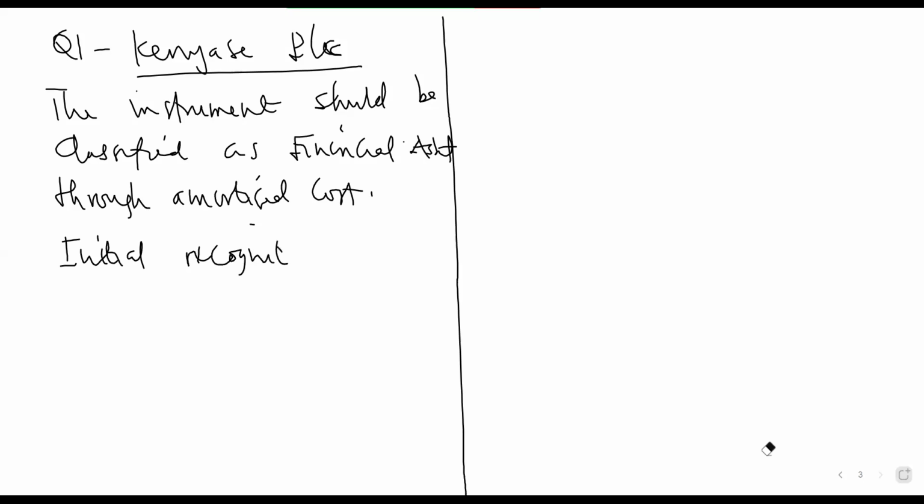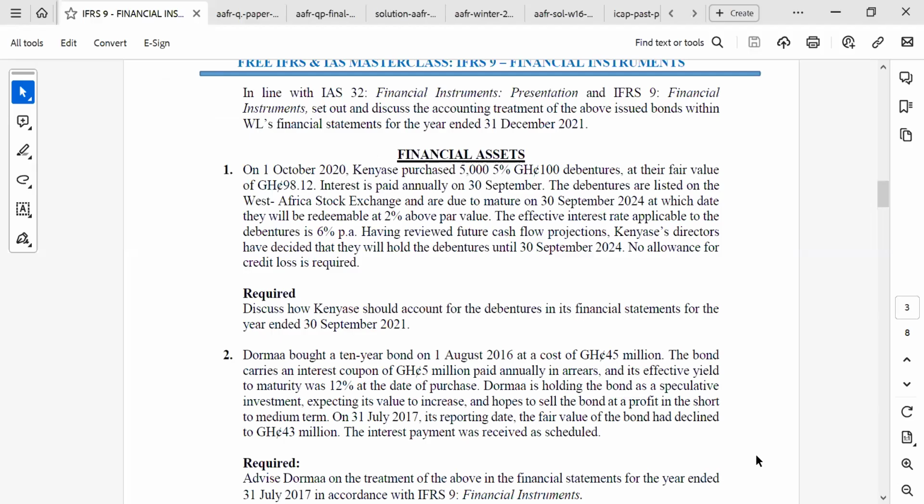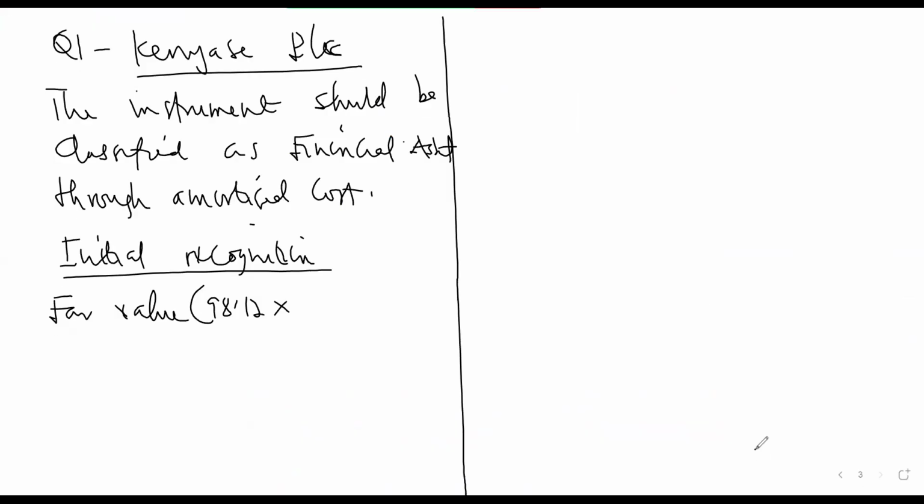So let's come to the initial recognition. The initial recognition will be the fair value of 98.12 multiplied by what? 5,000. The 98.12 is the price of a unit. Debentures or debt instruments are always issued in units, and a unit is 100 Ghana cedis or $100. But this one, they are now giving you a discount, so a unit is now 98.12. So you multiply by the total units that you are buying, which is 5,000. What are we having? 490,600. So this is the fair value.